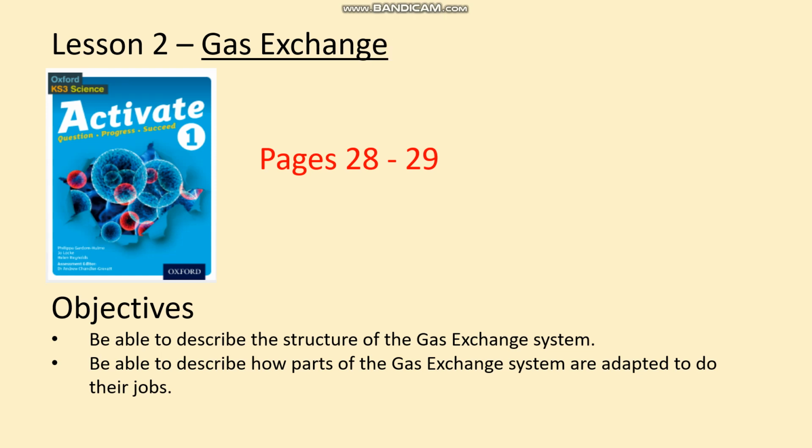This is lesson 2 in the structure and function of body systems topic entitled gas exchange. You can find information about this lesson on pages 28 and 29 of the Activate textbook. By the end of the lesson you should be able to describe the structure of the gas exchange system and be able to describe how parts of the gas exchange system are adapted to do their jobs.